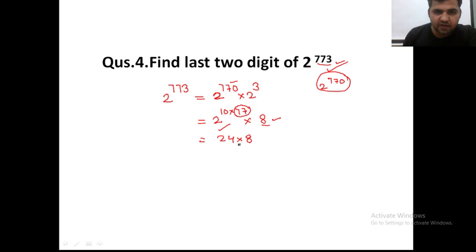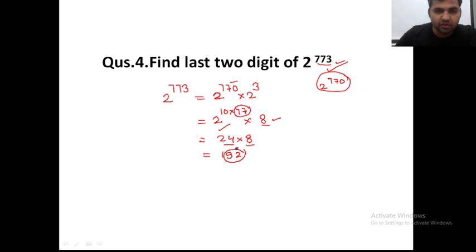So this 24 when multiplied with 8 will give you the last two digits. 24 into 8 is 192, right? So the last two digits are 92. Yes. So I hope you got the concept now. अभी आपको concept अच्छे से समझ आ गया. If you have doubts, please ask.